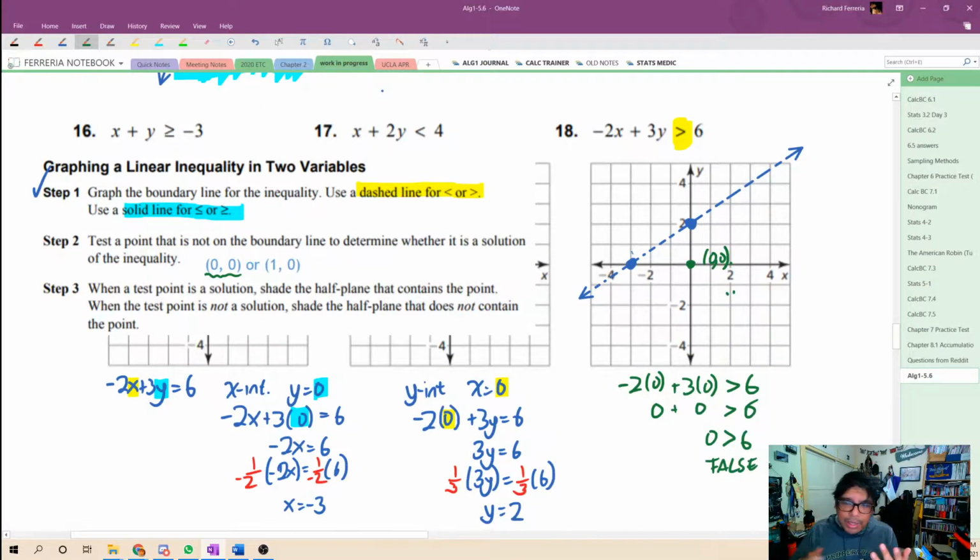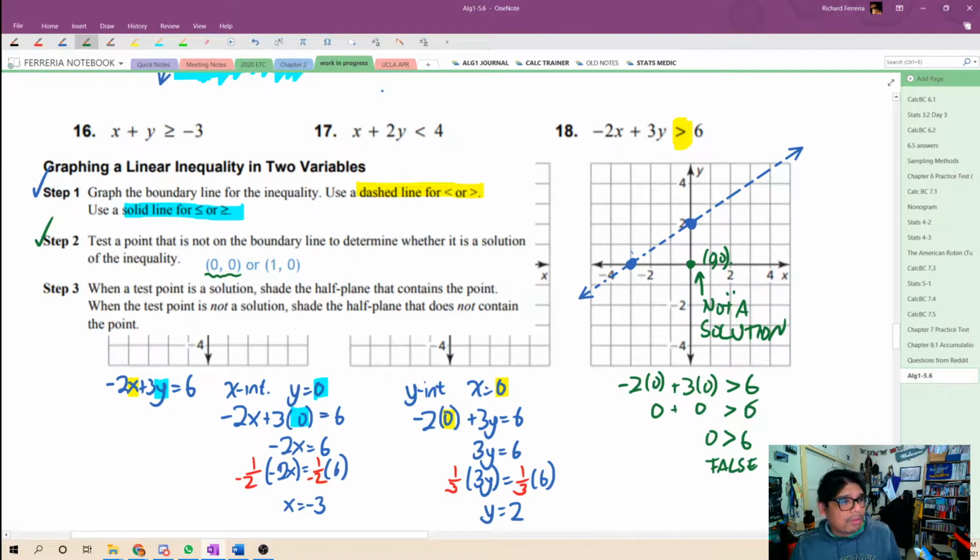Notice how easy the algebra became when I chose 0, 0. That's the main reason why we choose 0, 0. We're not trying to make life difficult. We're trying to simplify it as much as we can. So 0, 0 is not a solution. And we have done everything that we needed to do for step 2.